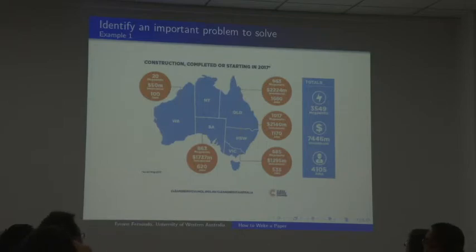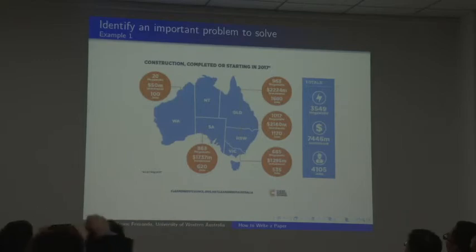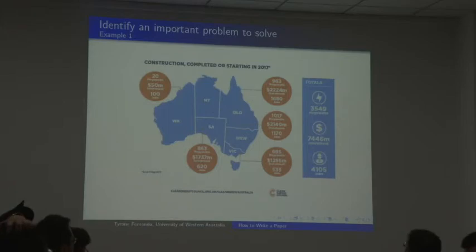In 2017, there was 2.2 billion investment in Queensland, 2.1 billion investment in New South Wales, and 1.3 billion in Victoria. These are the different states in Australia. I come from Western Australia on the left. In total, 3.5 gigawatts of renewable energy was either started or constructed in 2017 in Australia. There was an investment of about 7.5 billion, and that has created 4,100 jobs.